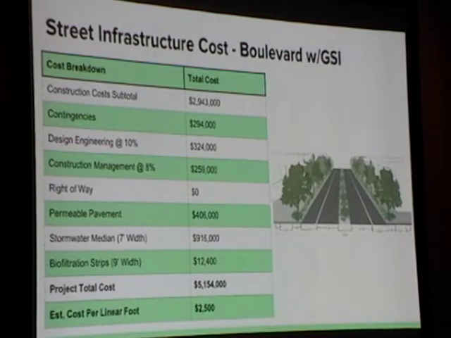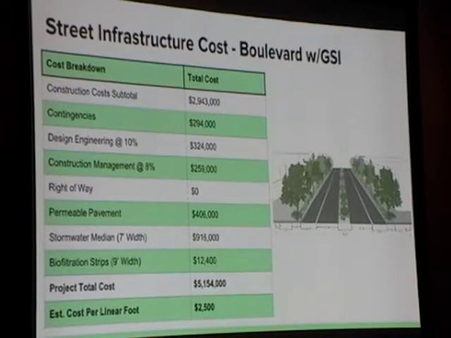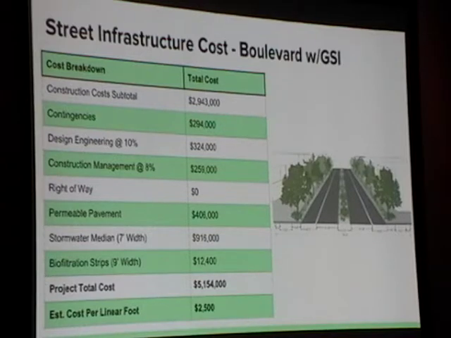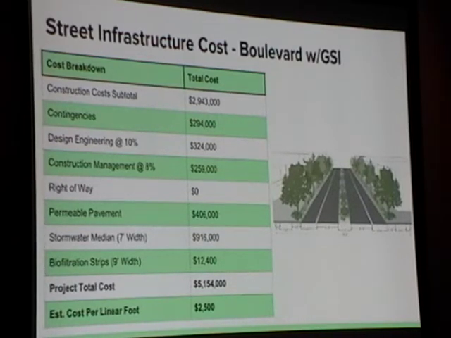And this is the cost breakdown for the boulevard with the green stormwater infrastructure. The subtotal cost was $2,943,000. The contingencies are $294,000. The design engineering at 10% is $324,000. The construction management at 8% is $259,000. Again, assuming the right-of-way is $0 because the city of Maple Valley owns the property.